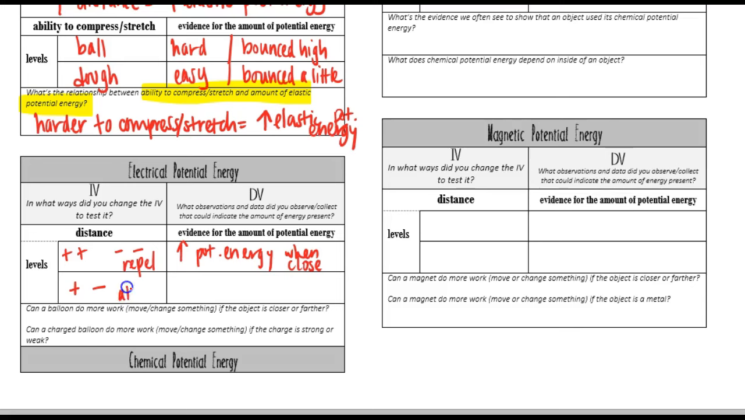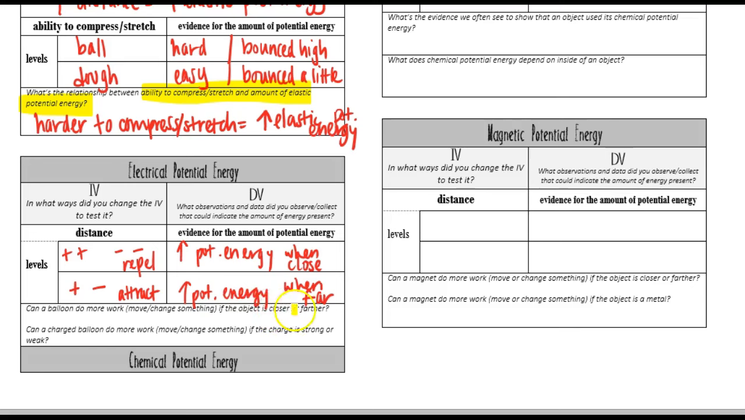So if they're opposite, they would attract. So they would have an increase in potential energy, in this case, when they're far away, because they want to be close together. So you have to work more to keep them apart from each other. So that leads to our question down here.